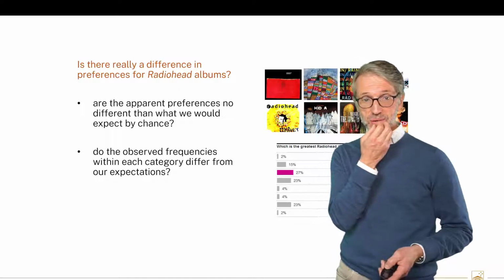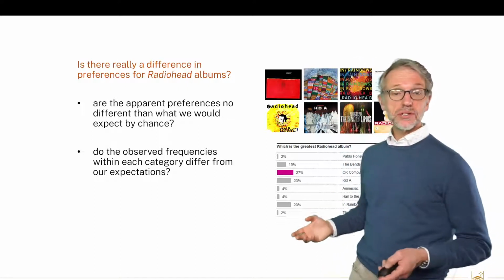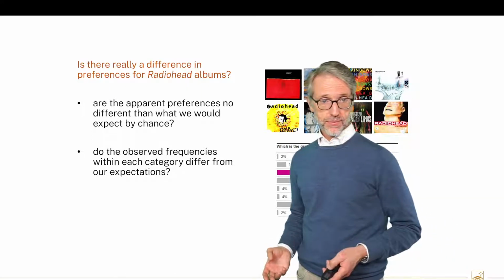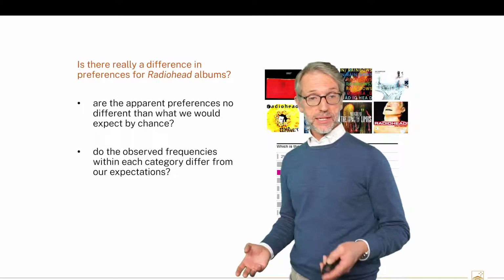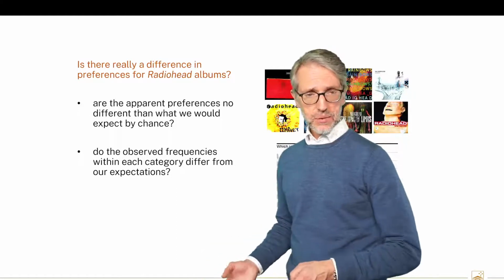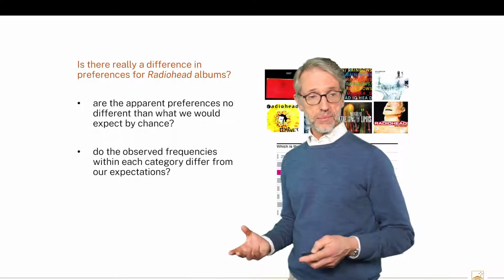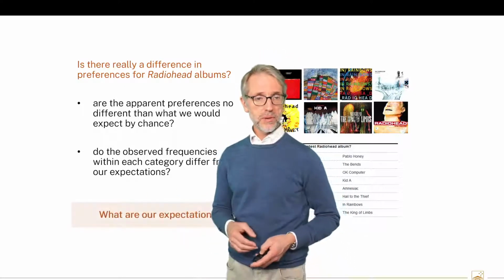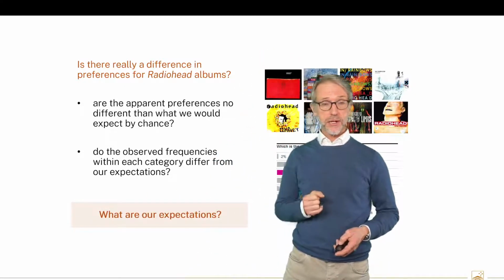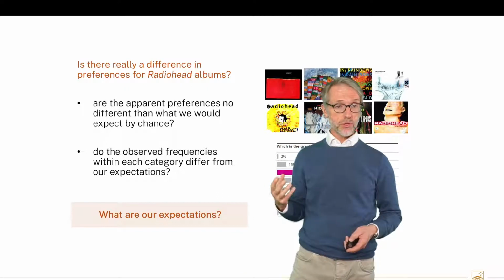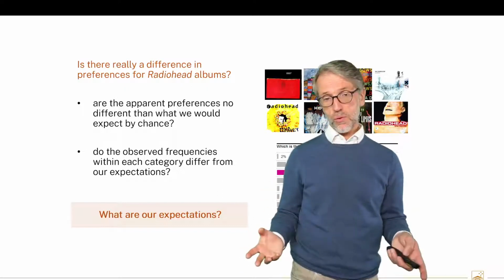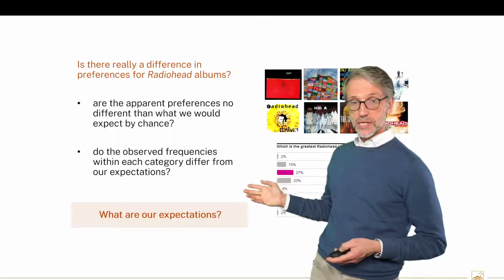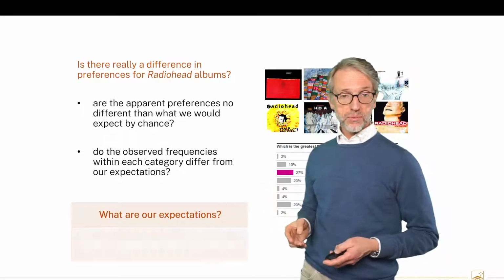Okay, so we have that question. Are the apparent preferences different, or do they differ from what we would expect by chance? So do they differ from what we would expect within each category, that is for each album? How do we calculate our expectations? Well, remember from the lecture this morning. What are our expectations? Well, under the null proportional model, and that's what it's referred to, the proportional model, where every frequency is proportional to the number of observations in the data set.